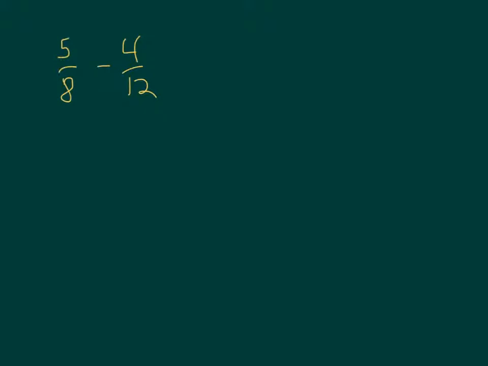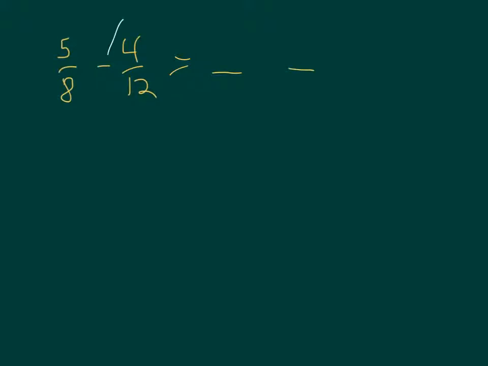So find that common denominator, and then when you have the same bottom number, which is the denominator, you also need to change the numerator. Okay, so when I look at 8 and 12, what I want to do here is use multiples. The first multiple that 8 and 12 share in common is 24.